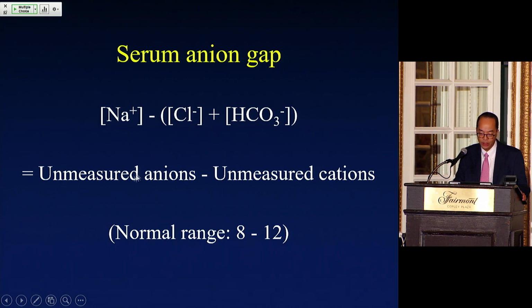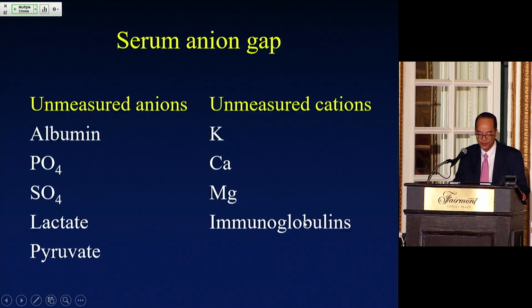And this turns out to be equivalent to all the other unmeasured anions in the blood minus the unmeasured cations because of the principle of electroneutrality. Normal range of a serum anion gap, about 8 to 12 in milliequivalents per liter.